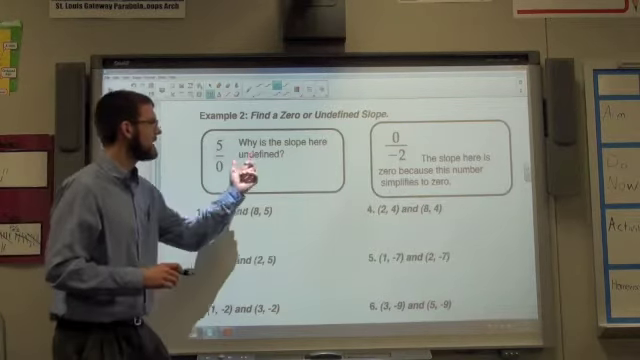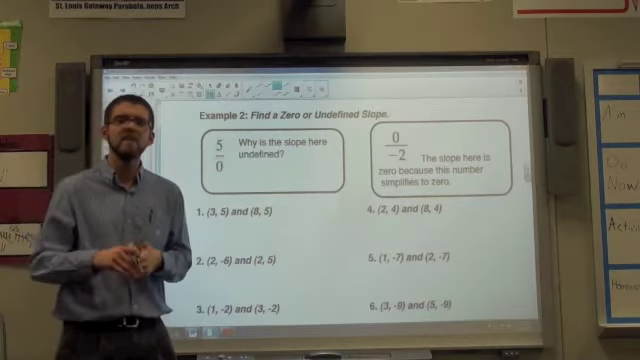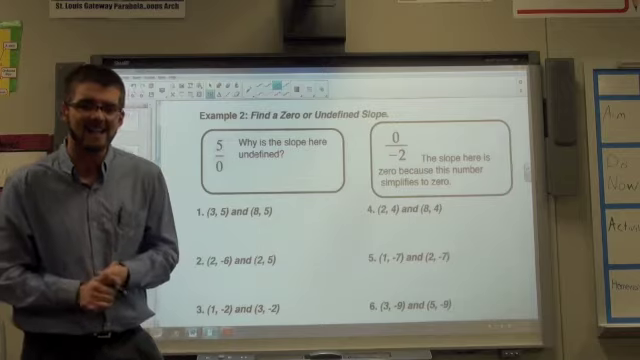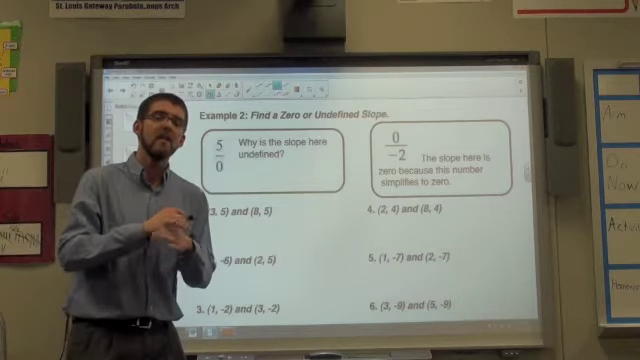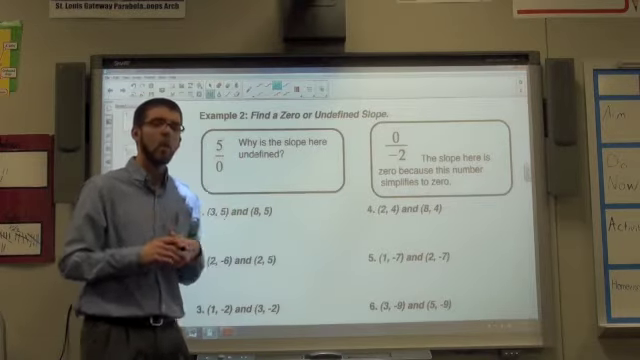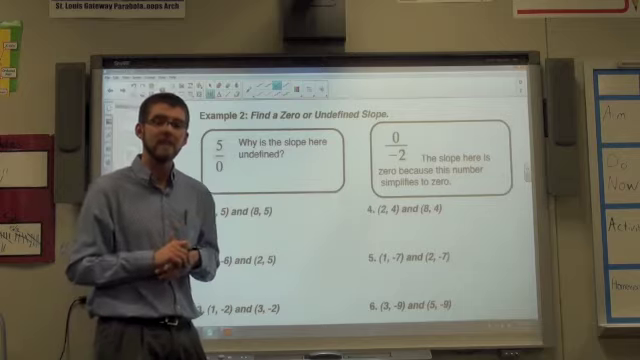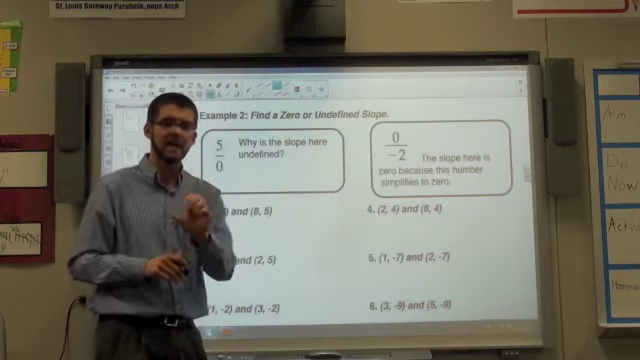So again, why is the slope here undefined? 5 divided by 0? It's because you cannot divide by 0. If you divide by 0, that line is undefined. So you would write UND, or undefined, as the solution, if you ever simplify your slope equation and get a number divided by 0.